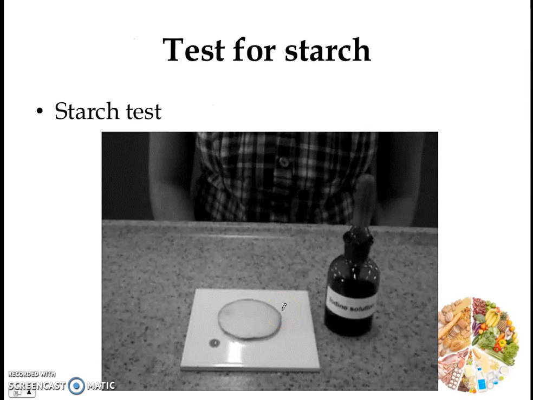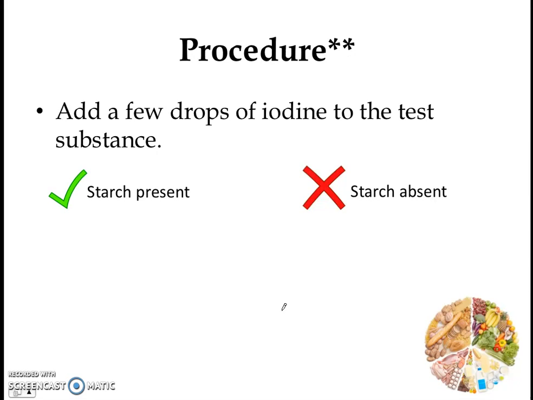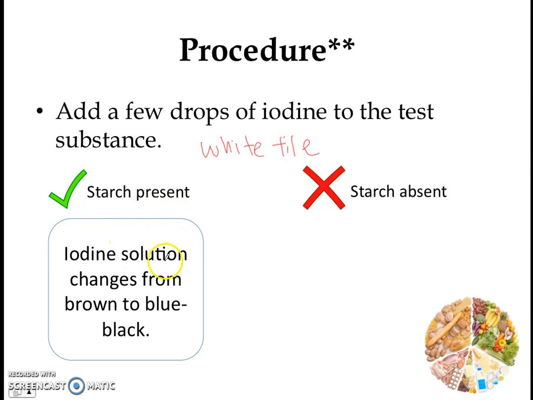So the first test, the test for starch, should be very familiar to all of you. Right? A lot of you have done it even in primary school, so I will not bore you further. Very simple. All we need to do is add a few drops of iodine solution to a test substance. Okay, usually on a white towel. Okay, but not always.